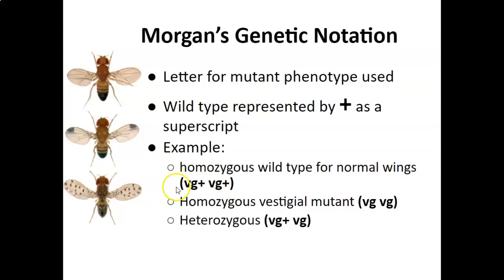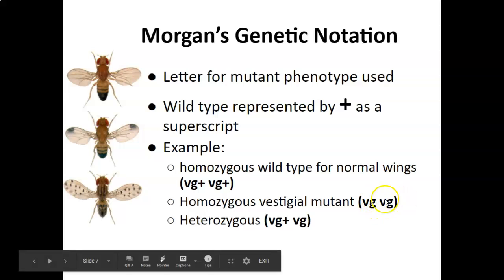So this is notating that we're talking about wings, where the mutant type is vestigial, but in this case, because there's a plus sign, it's normal. It's the wild type. So homozygous for the wild type for vestigial wings, which is kind of backwards from what we were doing with Mendel, but that's okay. And then homozygous for vestigial, no plus sign, so we know it's vestigial, and then heterozygous.